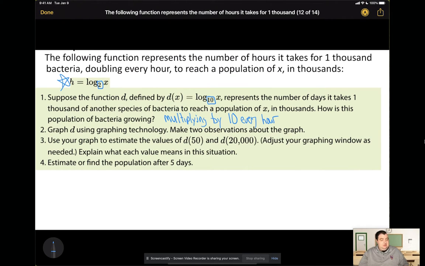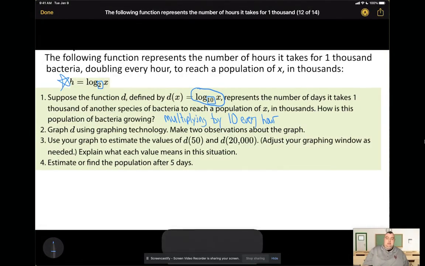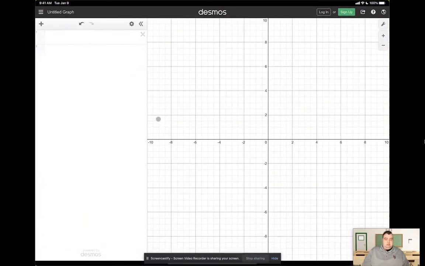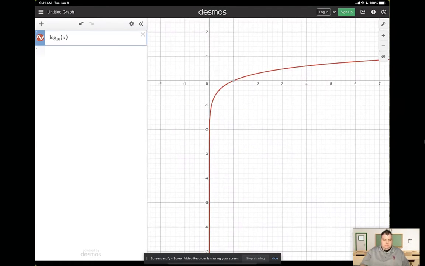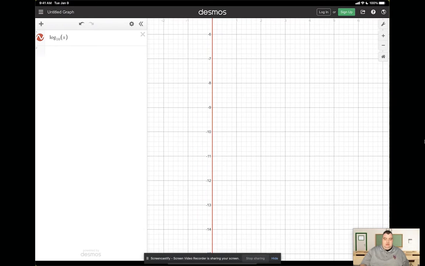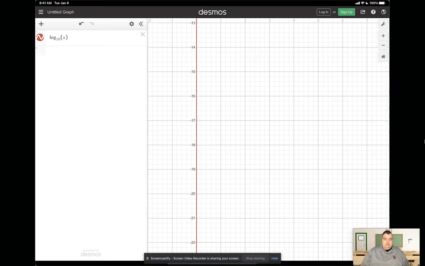Graph d, using graphing technology, and make two observations about the graph. So we're going to graph log base 10 of x on Desmos. So let's do that. Log base 10 of x. Okay, here is my graph. If I go down, notice the graph never goes in the negative.